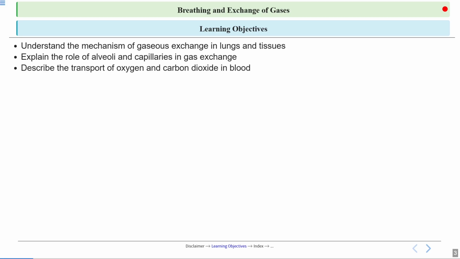Describe the transport of oxygen and carbon dioxide in blood. We will understand how oxygen and carbon dioxide are transported via blood, so that also we are going to cover. Understand the role of hemoglobin in oxygen transport. Hemoglobin is a very important protein, and it is a component of the RBC, red blood cells or corpuscles. How this hemoglobin helps in oxygen transport, that also we will cover.